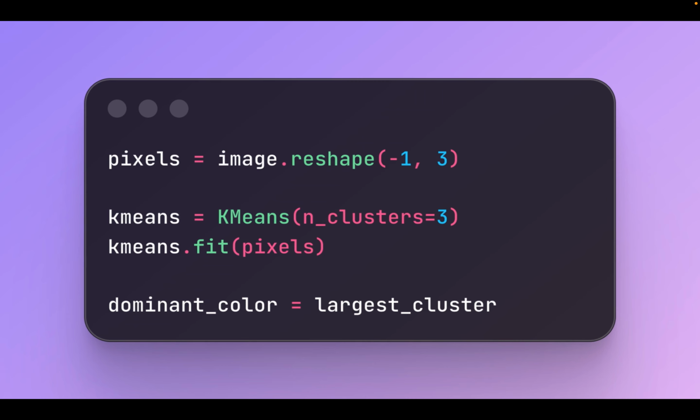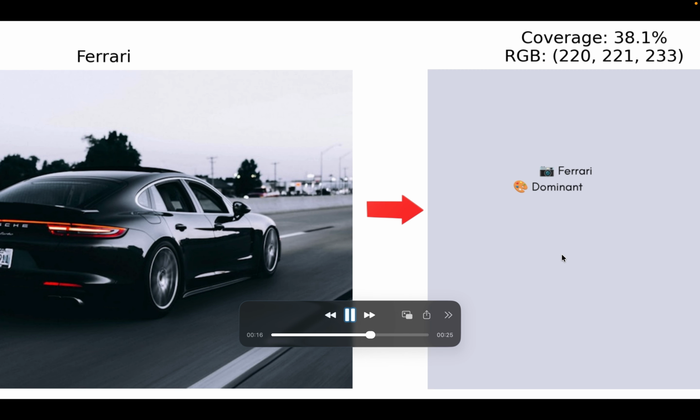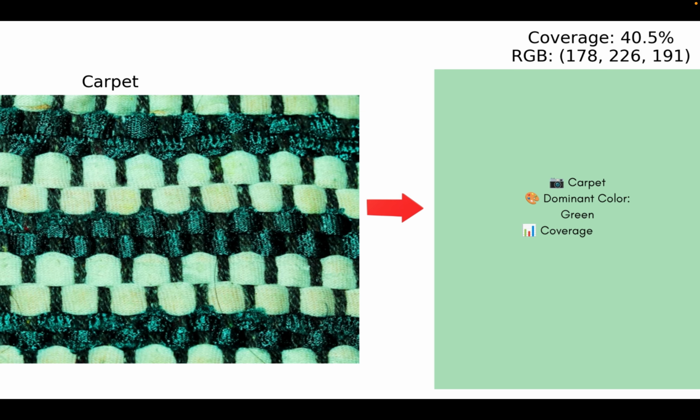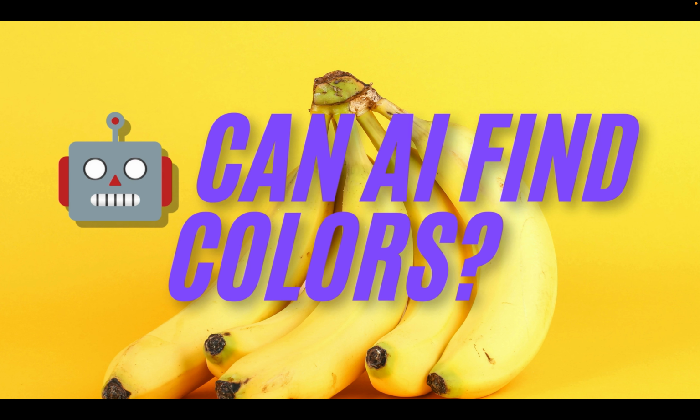You can see for this car, the most is whitish gray, so that is the dominant color, and 38% is the coverage. And for the other image, which is a complex textured carpet, you can see mostly it is green colored, and we have achieved that as well.